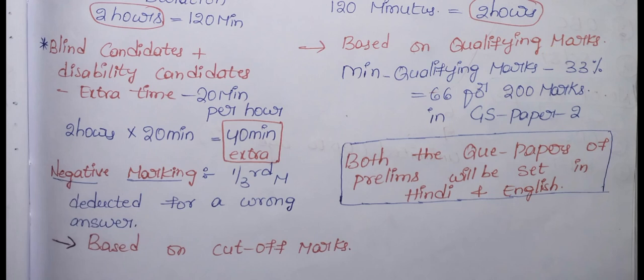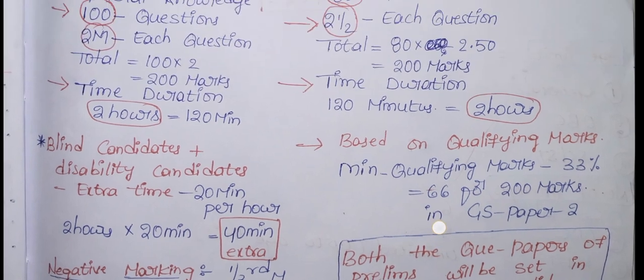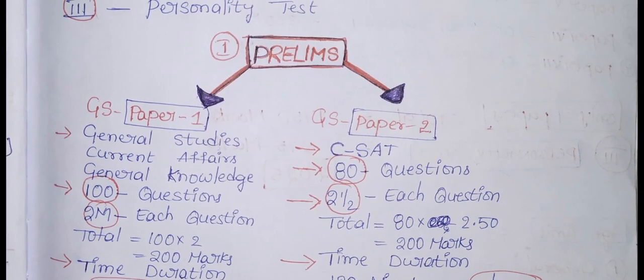Both question papers of the prelims, GS paper 1 and GS paper 2, will be set in Hindi and English languages. Finally, I can say there are two papers included in the prelims, GS paper 1 and GS paper 2, and these two papers together form the prelims.